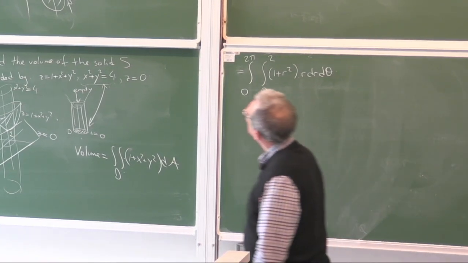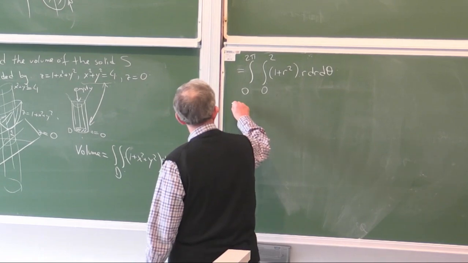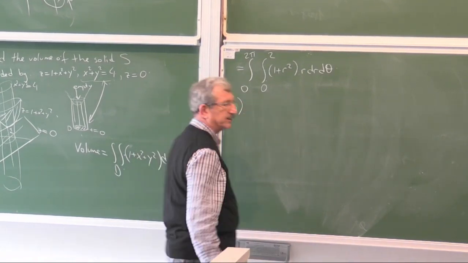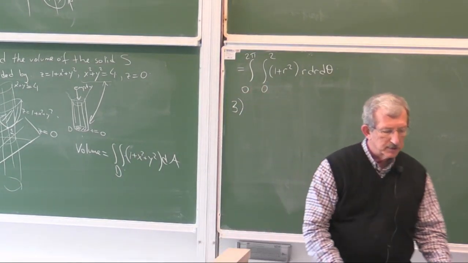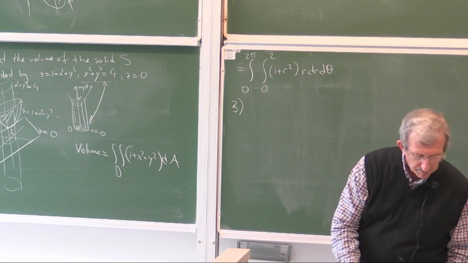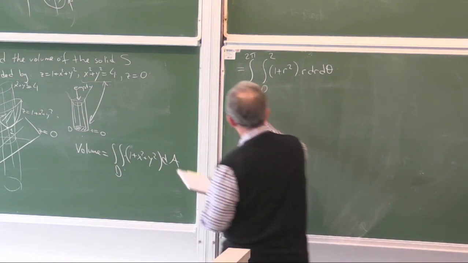Well, a slightly more complicated example is a solid bounded by these two curves.